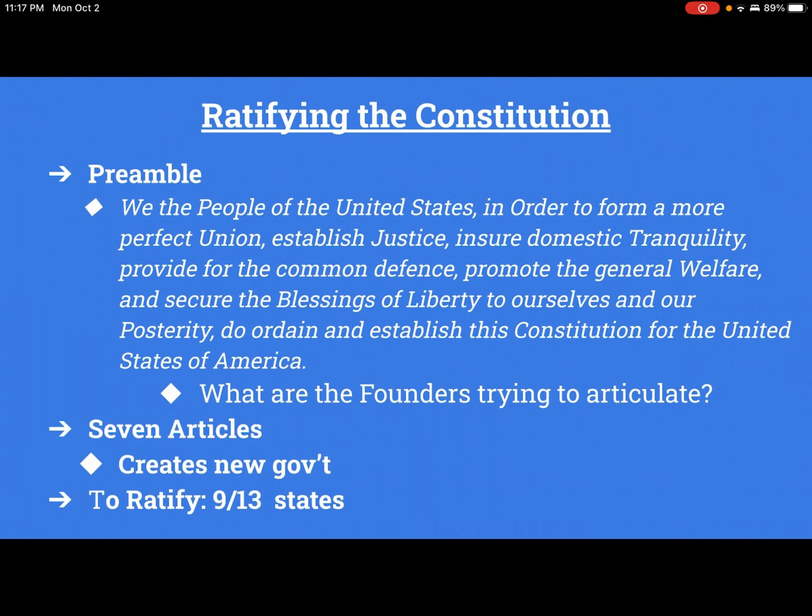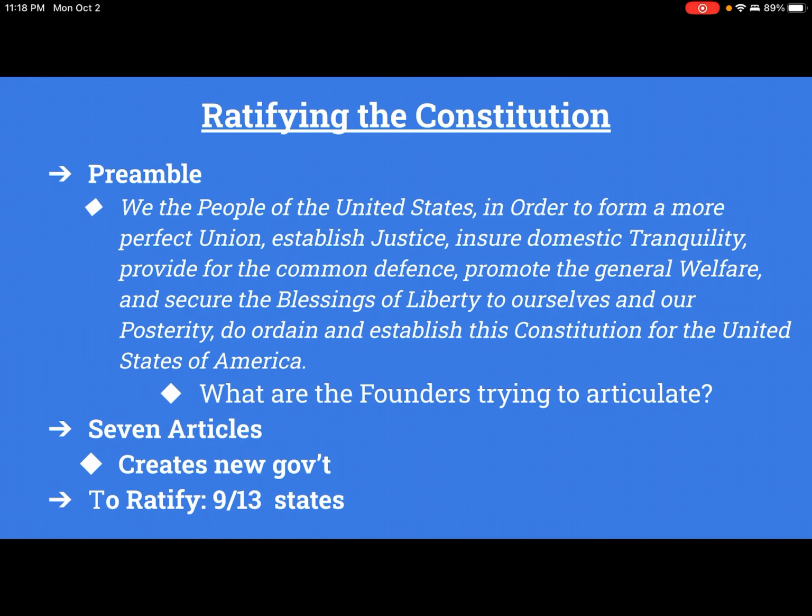And so there were 13 states at the time. 13 states were around, okay? They needed 9 of the 13 states for the Constitution to officially become law of the land. And so what happened is, once the Constitution was finalized, copies of it were sent back to all 13 states' legislatures.